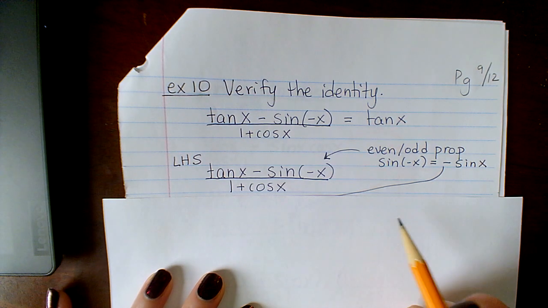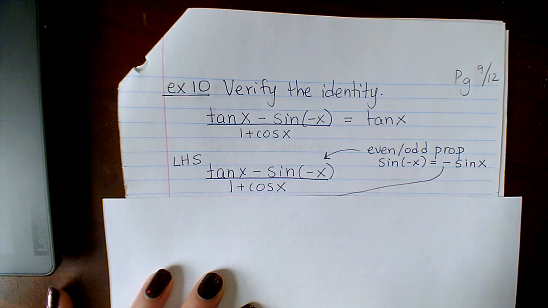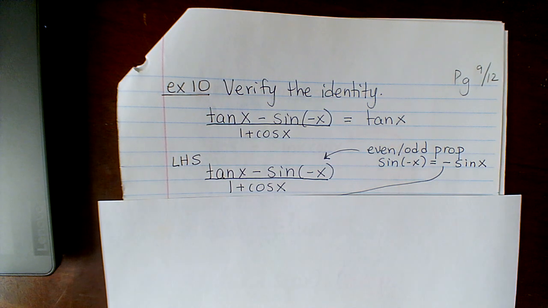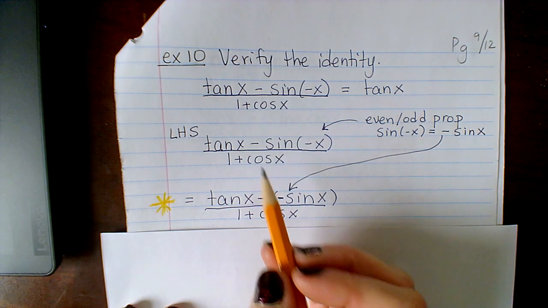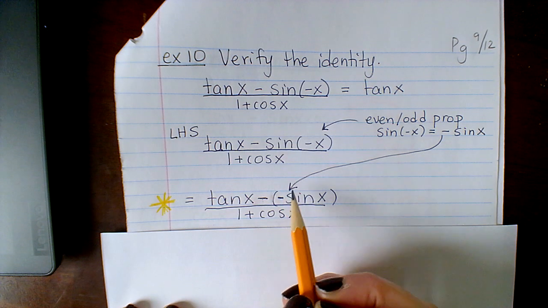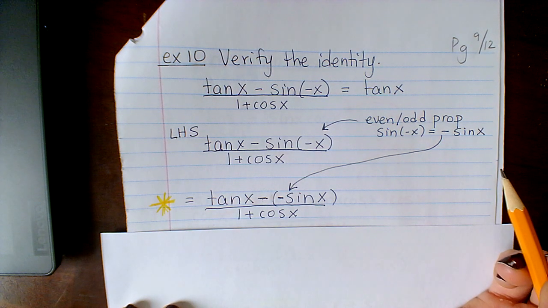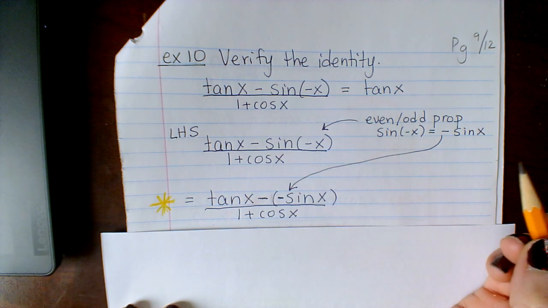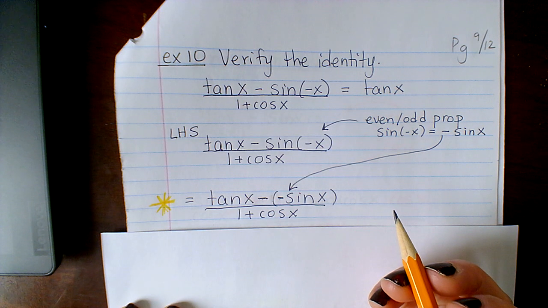The sine is an odd function, so that means that the sine of minus x is the same as minus sine x. So I'm going to go ahead and replace that so that all my variables are the same. So I get tangent. There's the subtraction. This minus comes from the oddness of the sine function, the fact that it's an odd function there. So that minus times that minus is going to be a positive.